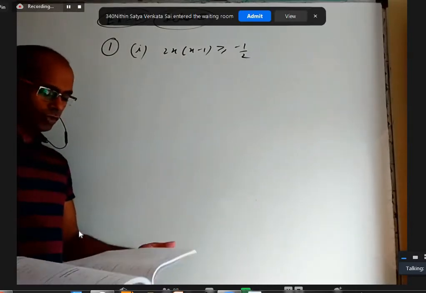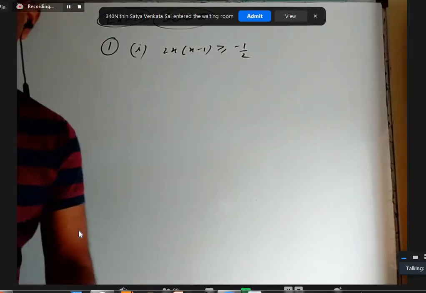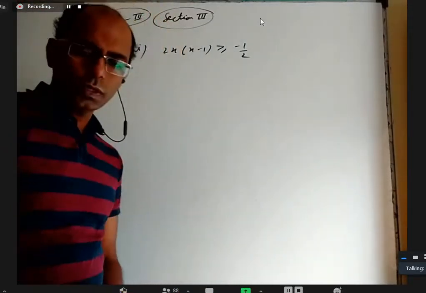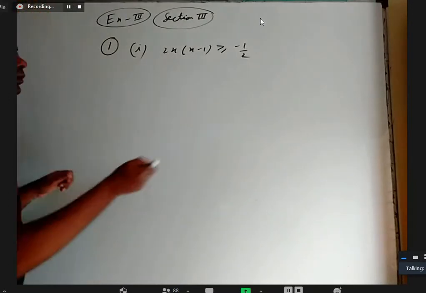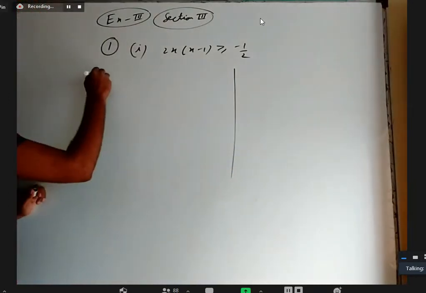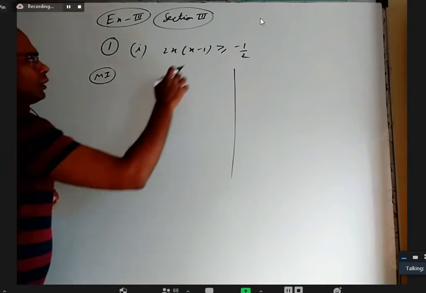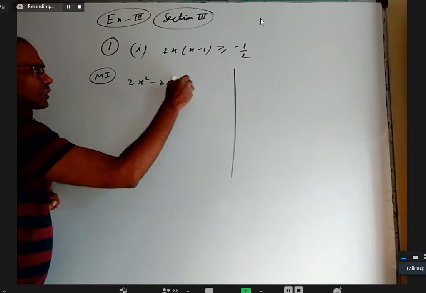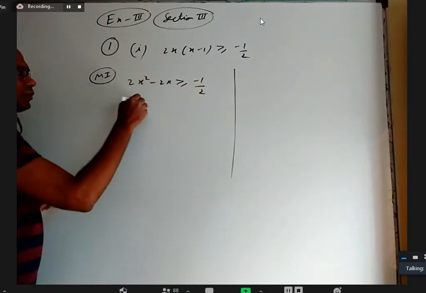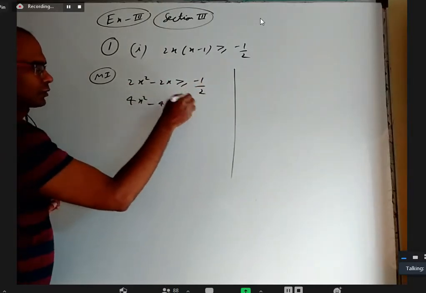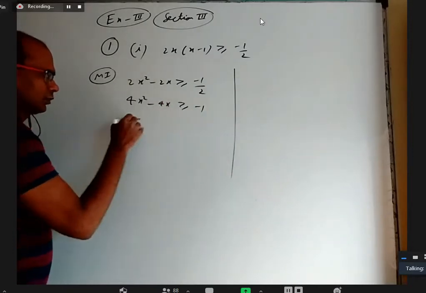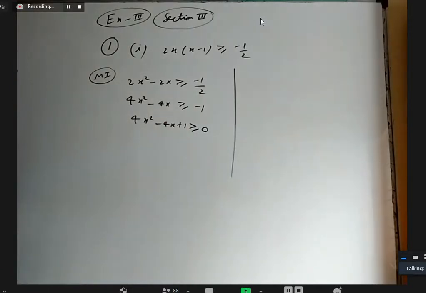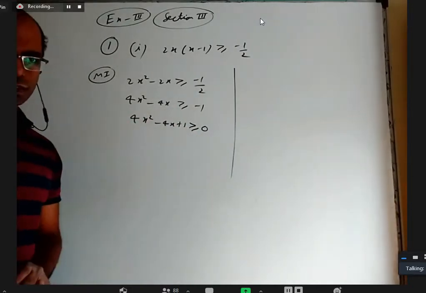Which of the following hold for all x belongs to R? I want to tell two methods for this. Method 1. First of all, expand this, we'll get 2x square minus 2x is greater than or equal to minus 1 by 2. Bring 2 here: 4x square minus 4x greater than or equal to minus 1. 4x square minus 4x plus 1 greater than or equal to 0. Whether this will hold for all x values or not.